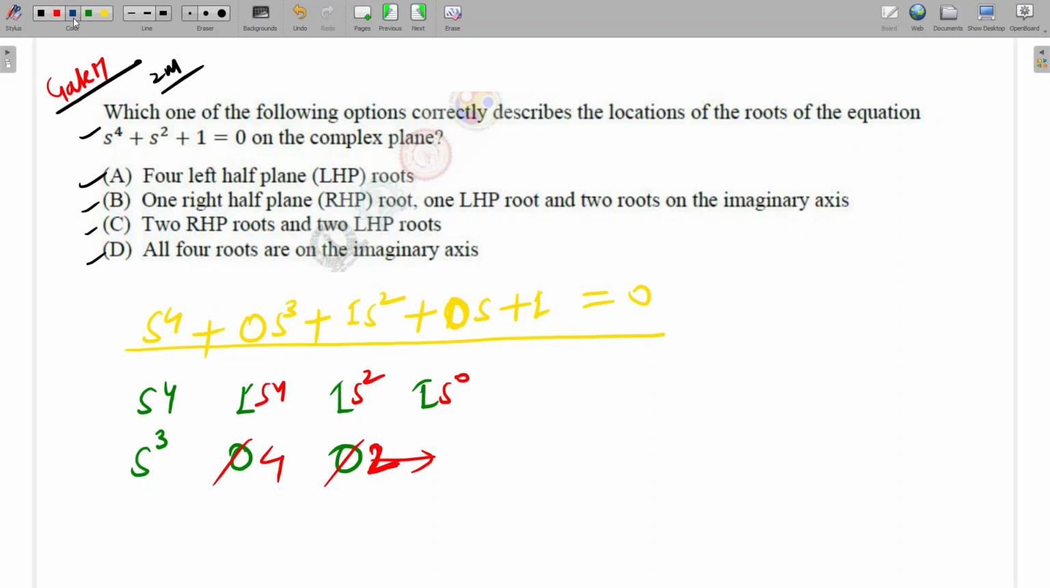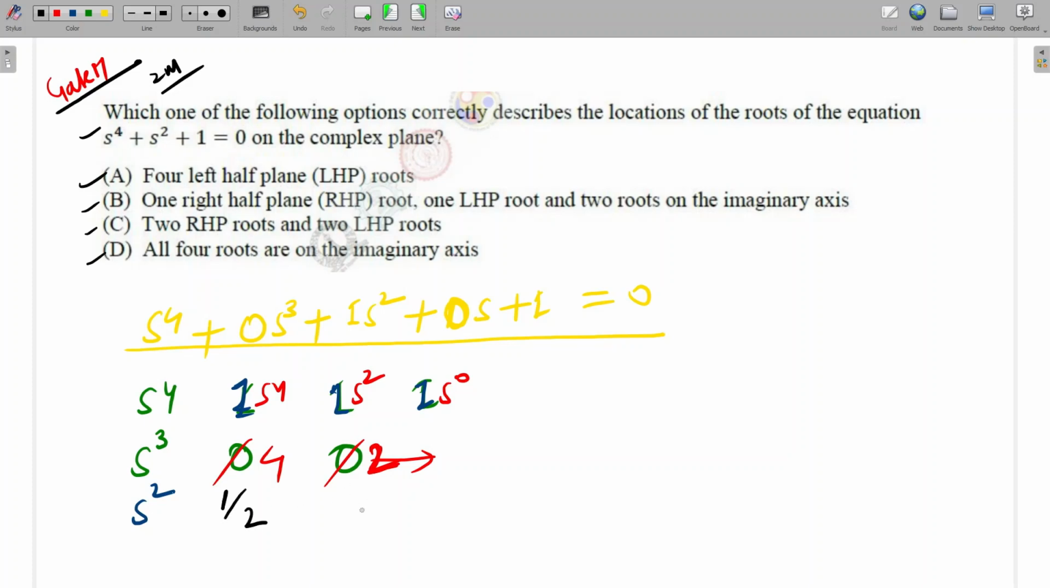So what will be the s to the power 2 value? That will be 4 into 2 minus 2 by 4. So 8 minus 2 by 4, that will be 6 by 4, 3 by 2. And we check the 1: here it is 1 only. So 4 into 1 minus 2 by 4, that will be 1 by 2. So this thing will be 1 by 2.